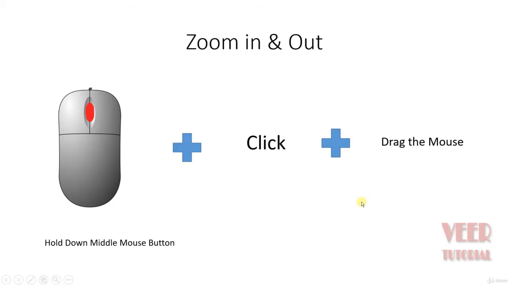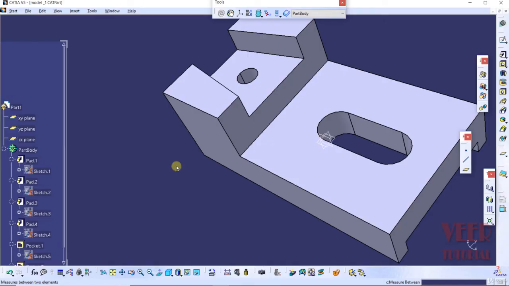The next feature is zoom in and zoom out. To zoom in, we need to hold down the middle mouse button. After that, we need to make a click. We can use left click or right click, any of the clicks. We need to make the click, and after that we need to drag the mouse. So let's understand this in the CATIA software.